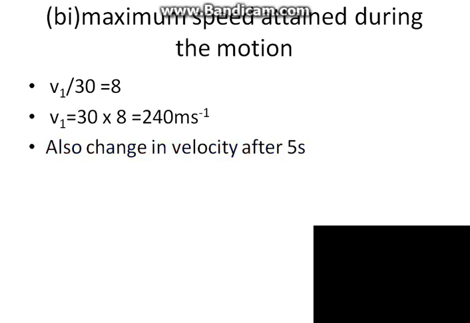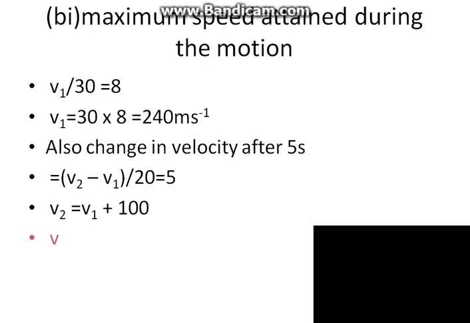Also, change in velocity after 5 seconds is equal to, in bracket, v2 minus v1 all over 20, which is equal to 5. v2 is equal to v1 plus 100. Making v2 the subject of the formula and substituting the value of v1, we have v2 equals 240 plus 100. v2, which is maximum velocity, is 340 meters per second.